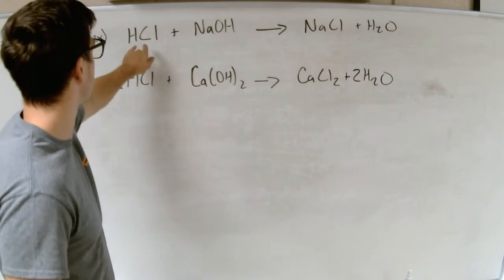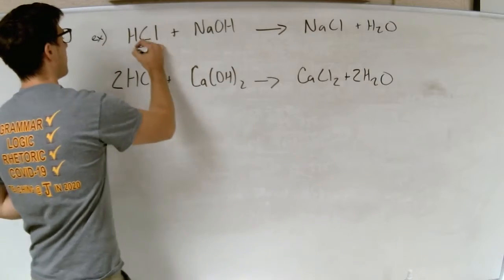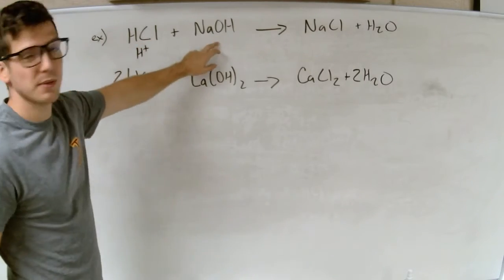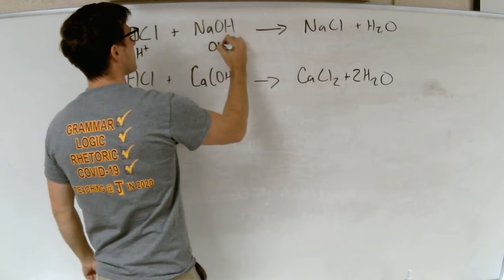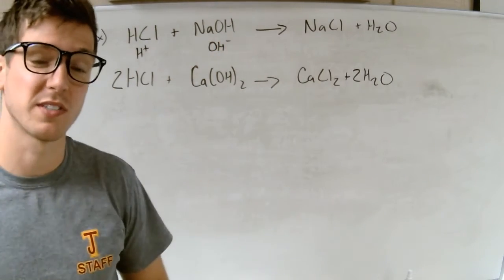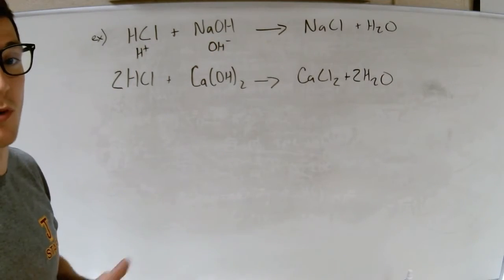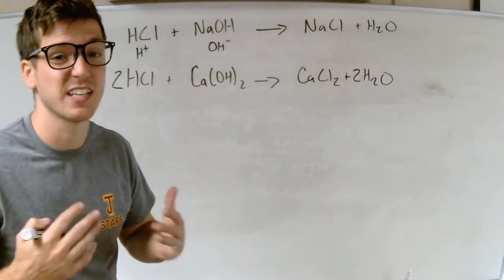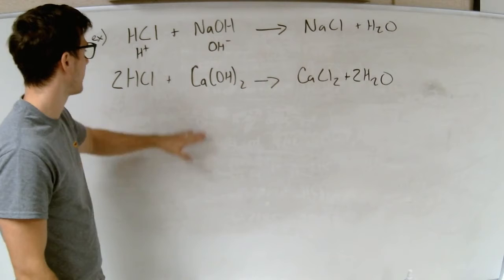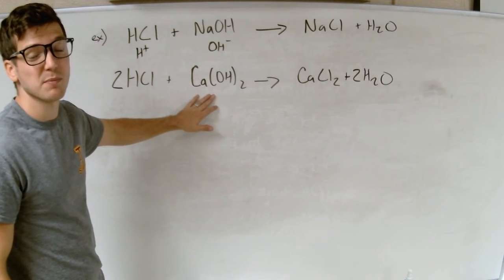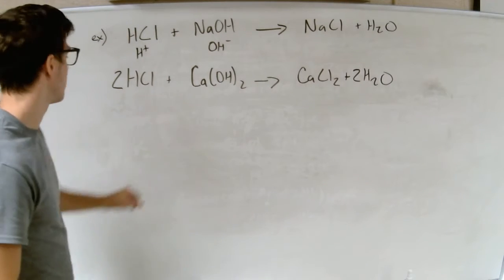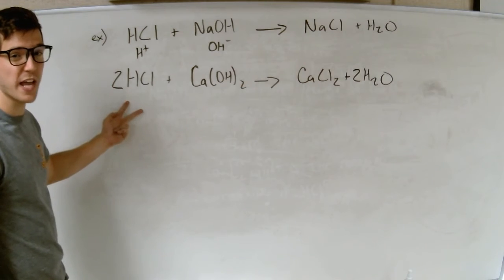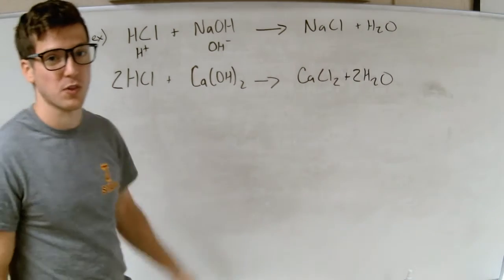But this is nice because for every one H plus, it will eat up one OH minus, because they're both monoprotic. One has one H plus, one has one OH minus. So it's just a 1-to-1 ratio. But what about if we have something that doesn't just have one hydroxide in it? Now we have a situation where we have something with two hydroxides. So we're going to need twice as much acid in order to neutralize that, okay?